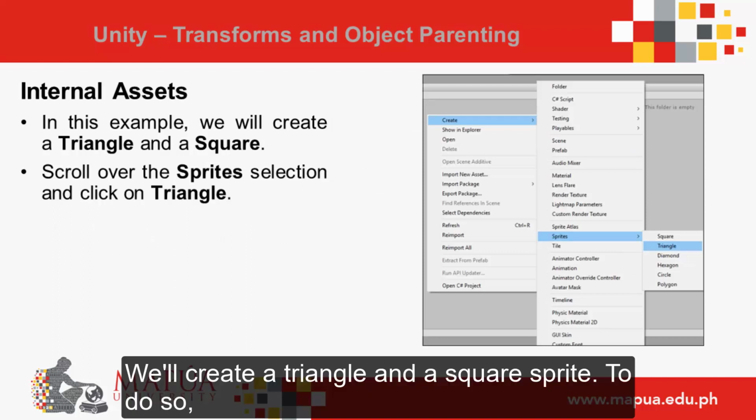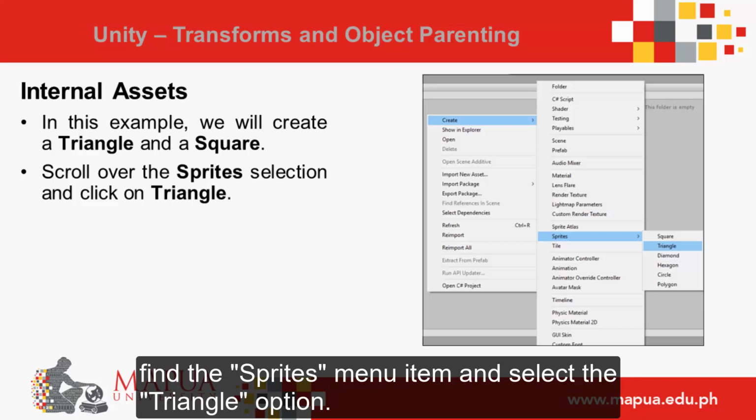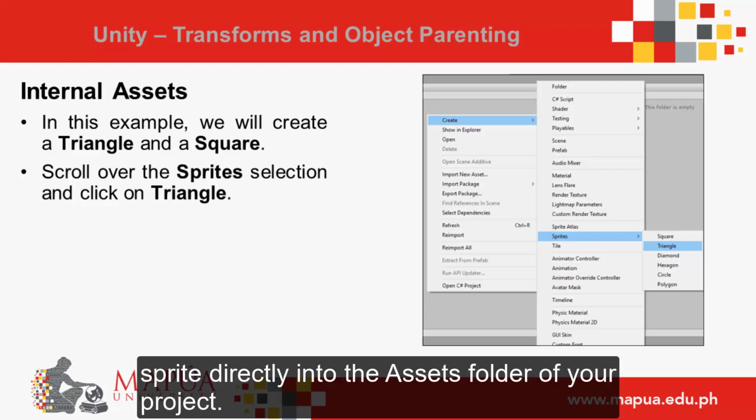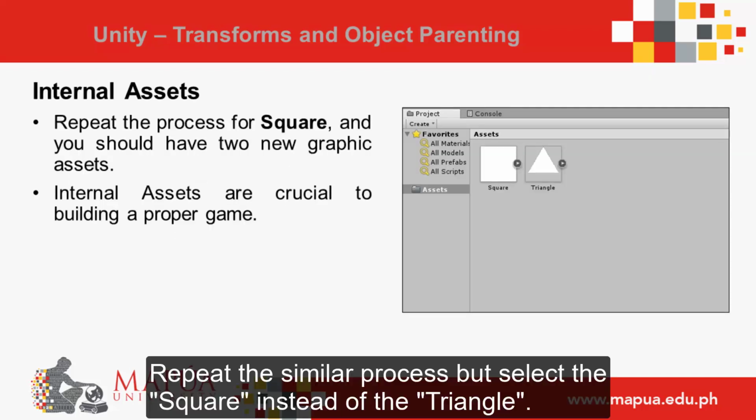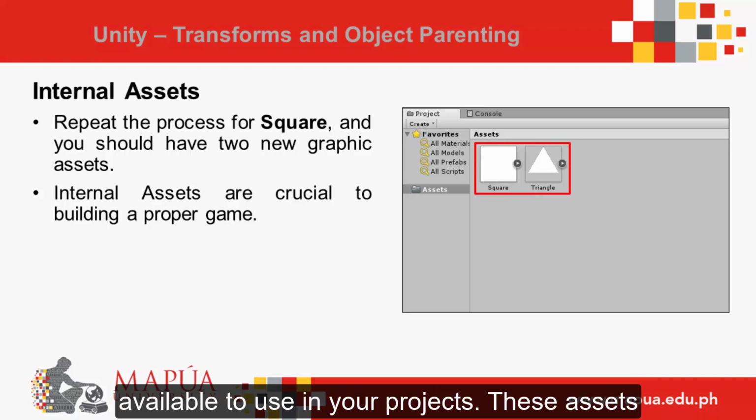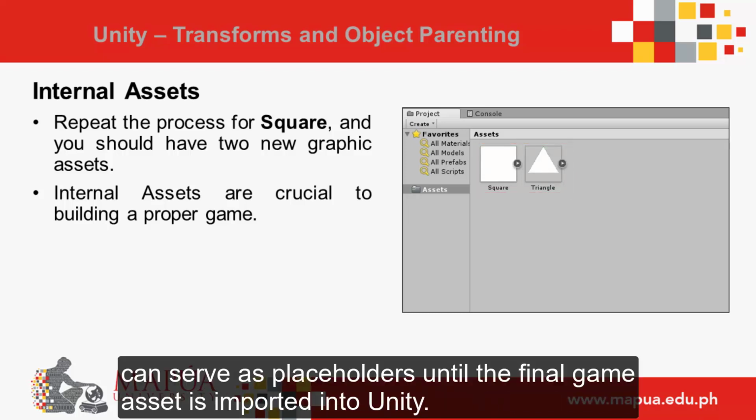We'll create a triangle and a square sprite. To do so, find the Sprites menu item and select the triangle option. Unity will automatically create a pre-made triangle sprite directly into the Assets folder of your project. Repeat the similar process but select the square instead of the triangle. Now, you should have a square and triangle sprite assets available to use in your projects. These assets can serve as placeholders until the final game asset is imported into Unity.